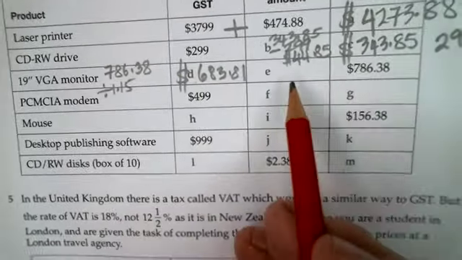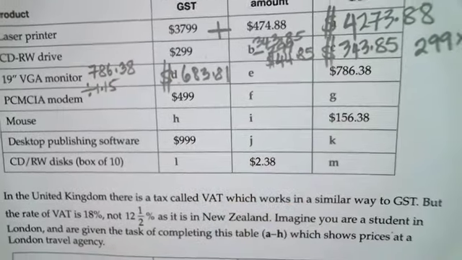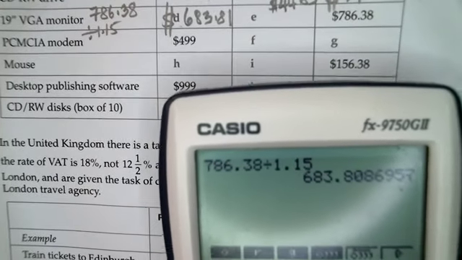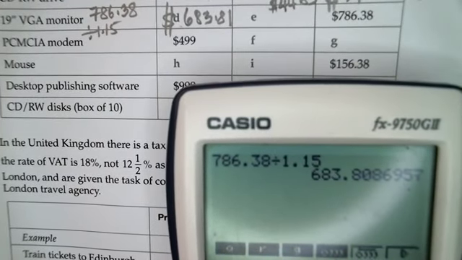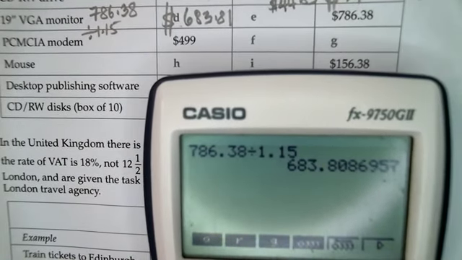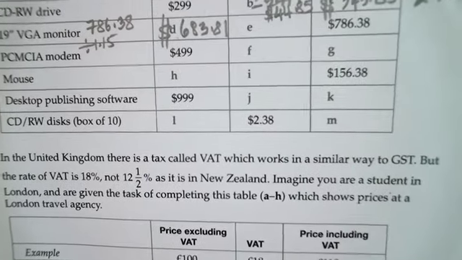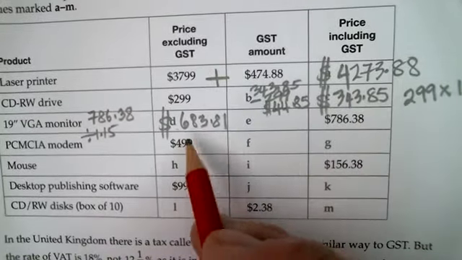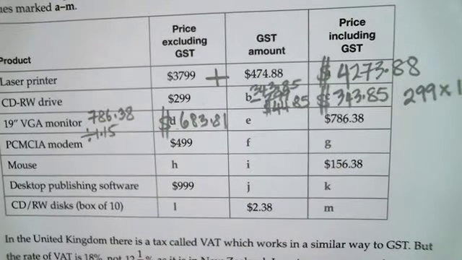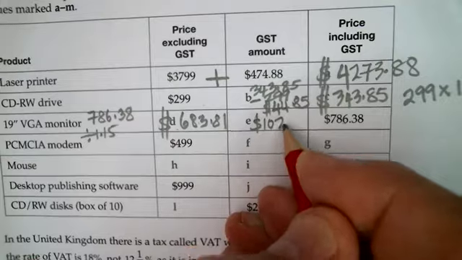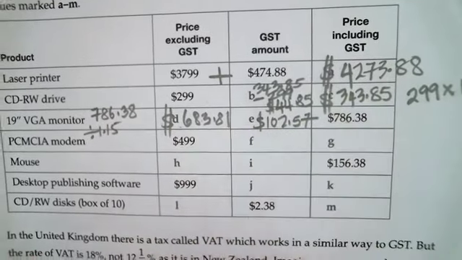Now the GST amount will be the difference between those two. So let's see what that would be. So I'm just going to go 786.38 minus the 683.81. So I'm actually going to do it in the reverse order. I'll get a negative and I just make it positive at the end. So I'm just going to subtract 786.38, make it positive. It's 102.57. So I'm taking this one here, subtracting this one, and I get $102.57. Nice.